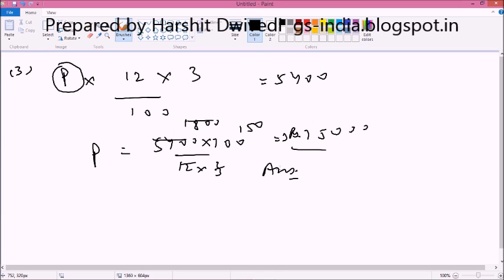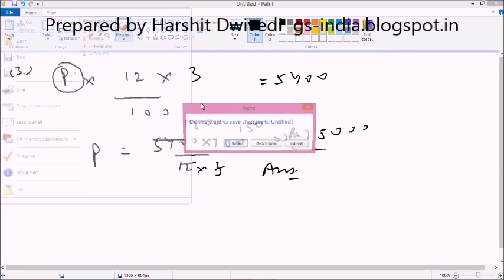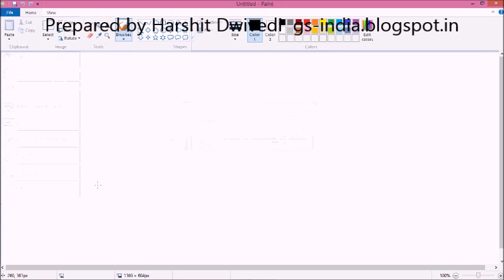Okay. Moving forward, next question. Now, what is the present worth of rupees 132 due in 2 years at 5% simple interest per annum? Now, it is being told that this 132 is due in 2 years. That is, after 2 years, the amount will be 132. This is what this question is saying. Due in 2 years means that after 2 years, the amount will be 132.